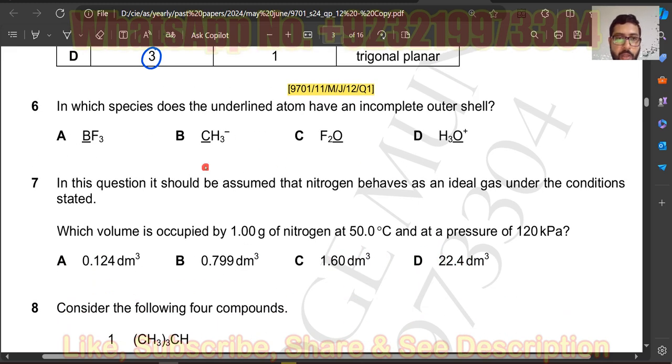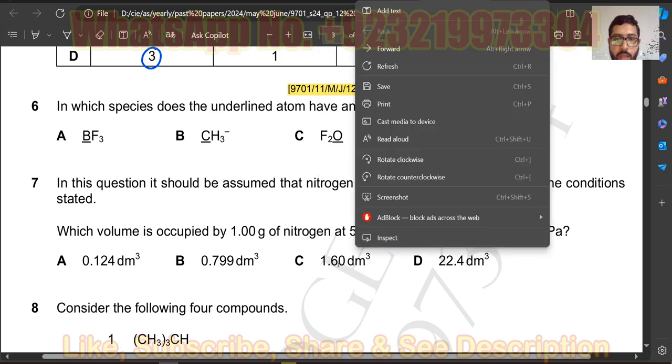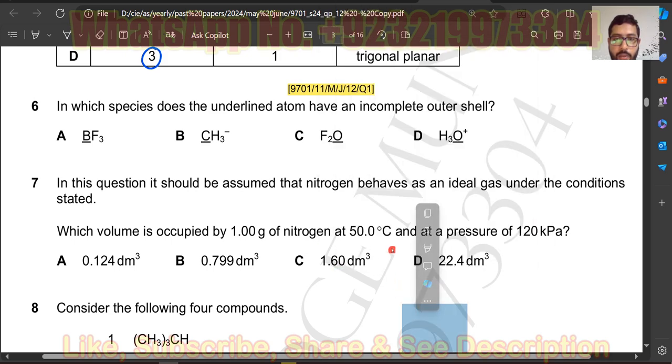Okay, now question number 7. In this question, it should be assumed that nitrogen behaves as an ideal gas under the conditions stated. Which volume is occupied by 1 gram of nitrogen at 50 degrees centigrade and at a pressure of 120 kilopascal?